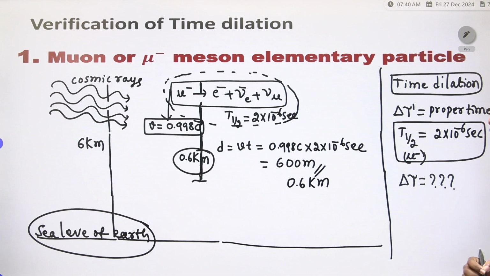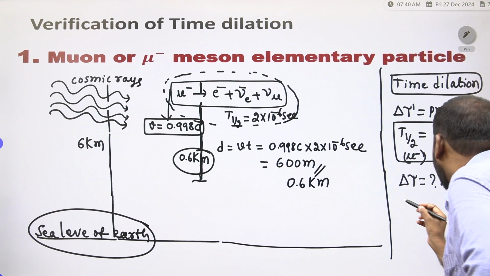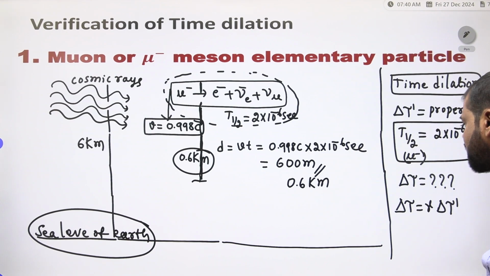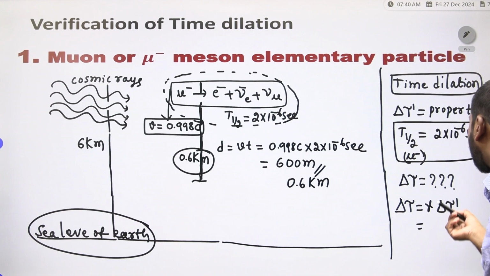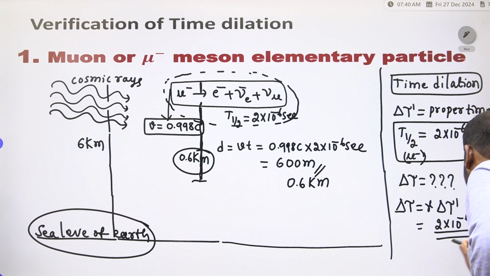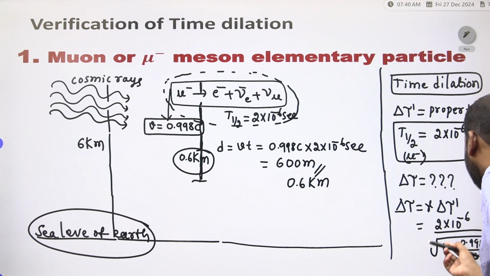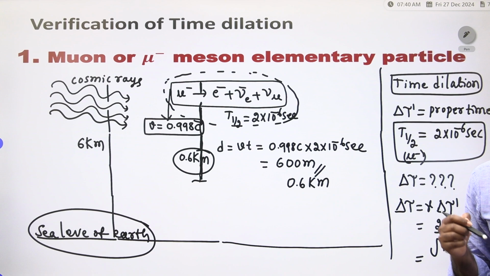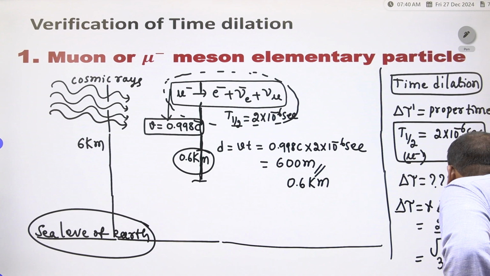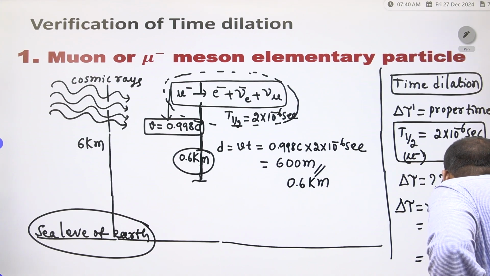How do we calculate delta tau? We know the principle, delta tau is equal to gamma into delta tau dash, correct. So, delta tau is equal to 2 into 10 to the power of minus 6 divided by square root of 1 minus V square by C square, where V is equal to 0.998 C, so C square gets cancelled. If you calculate, delta tau is 30 microseconds.